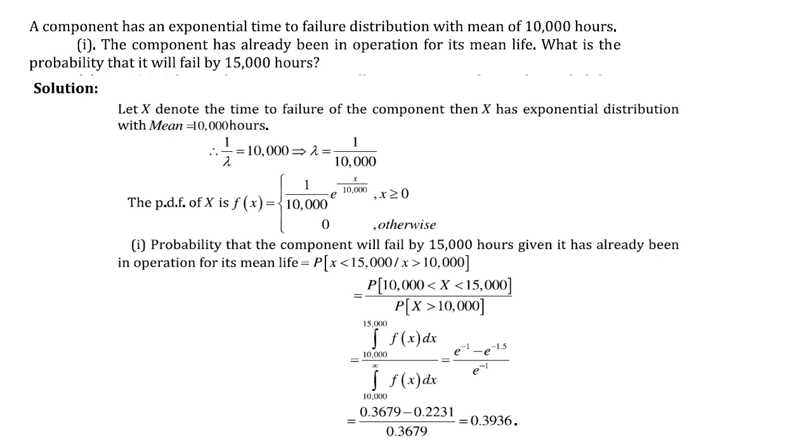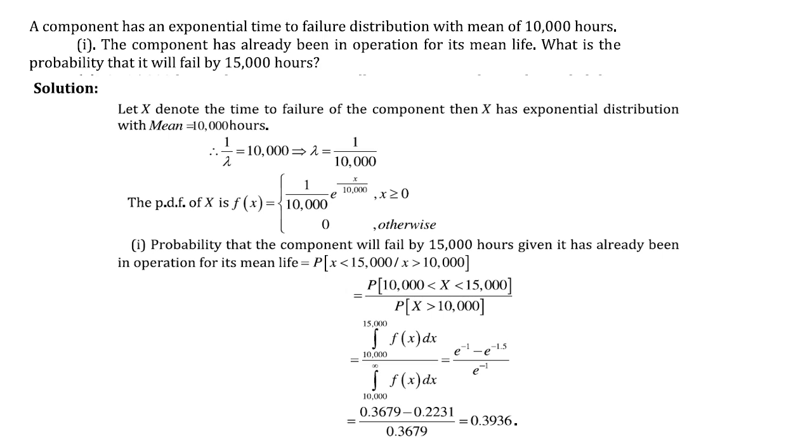1 by lambda is equal to 10,000. Therefore, lambda is going to be equal to 1 by 10,000. Therefore, the probability density of x is f of x equal to 1 by 10,000 into e to the power of minus x by 10,000, where x is greater than or equal to 0. And they have asked for the probability that the component will fail by 15,000 hours, given it has already been in operation for its mean life.